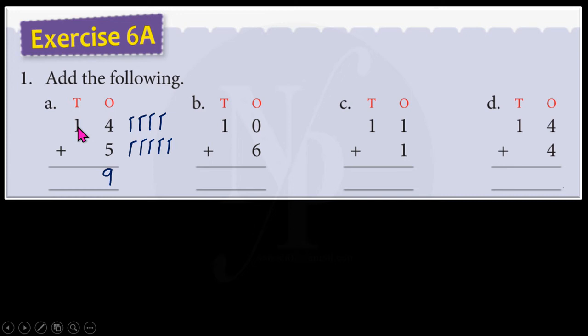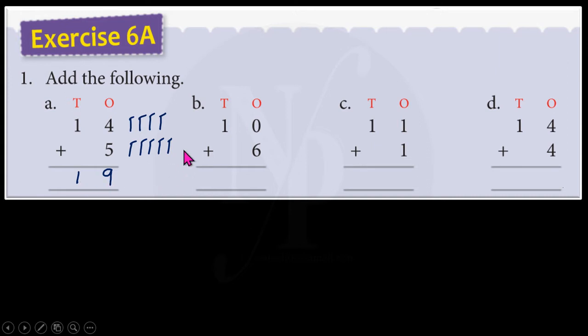Coming to tens place, we have 1 here and there is no number here to be added with 1. That can be considered as 0. So when we add 1 and 0, what do we get? We get 1. So I will write 1 here in tens column. Therefore, on adding 5 to 14, we get 19.